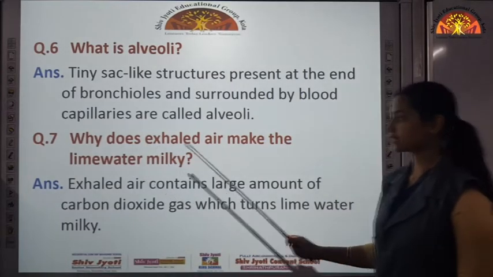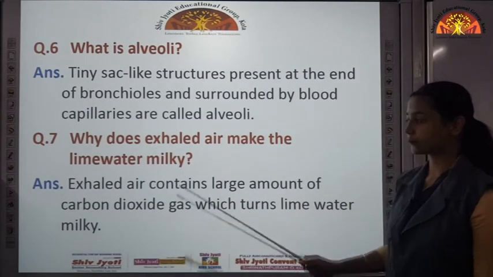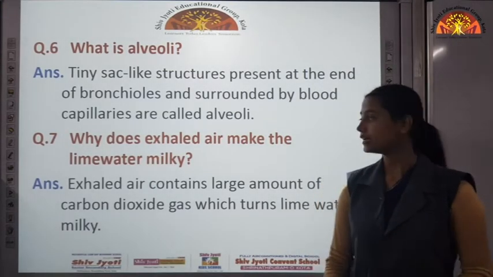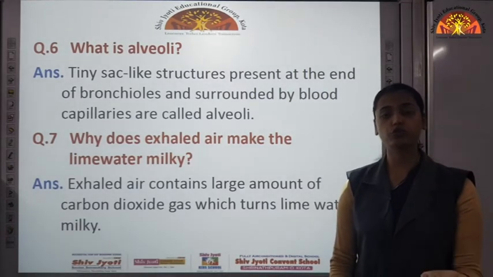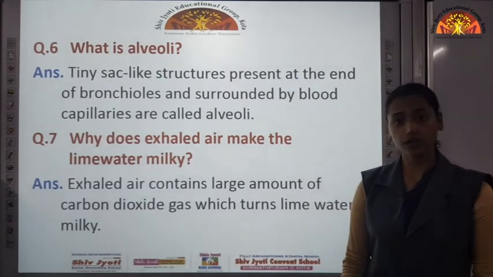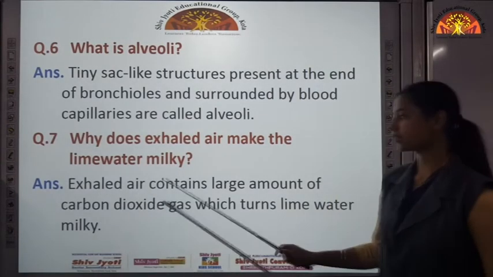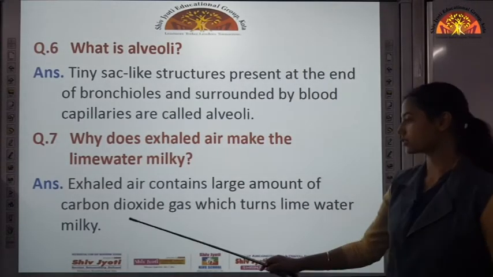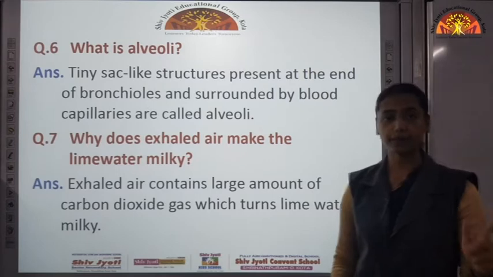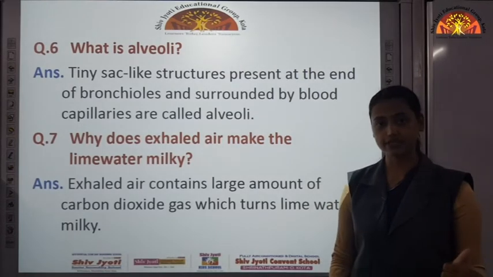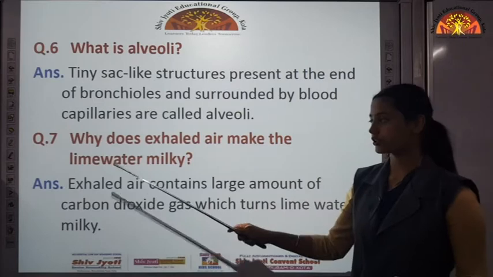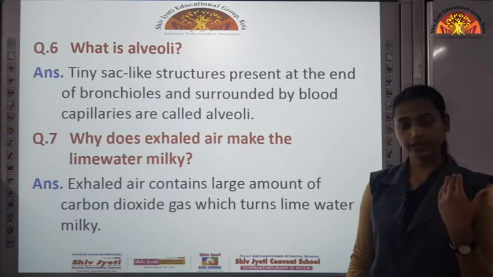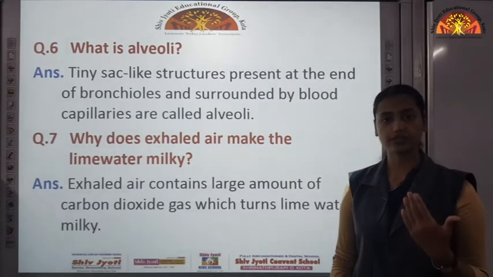Then why does exhaled air make the lime water milky? Okay, which gas do we inhale? Oxygen is necessary, and we exhale, we give out which gas? We breathe out carbon dioxide. So, exhaled air contains a large amount of carbon dioxide gas which turns lime water milky. If you remember the chemical reaction in that chapter, physical and chemical changes, lime water turns milky when we pass carbon dioxide gas through it, and the gas is carbon dioxide when we exhale.